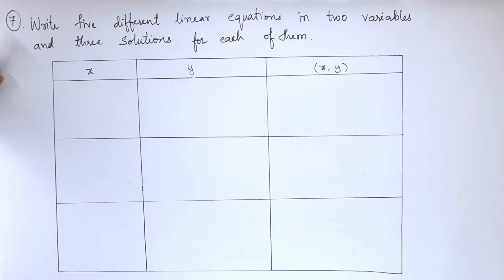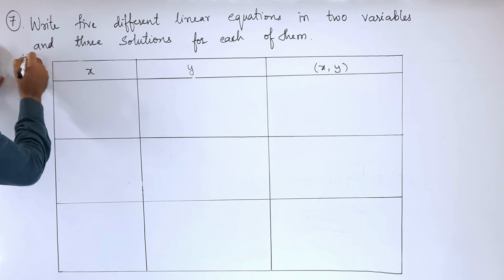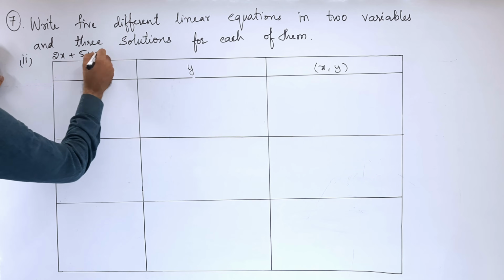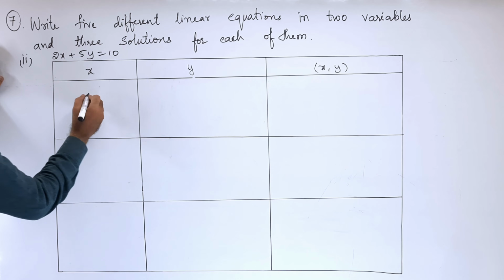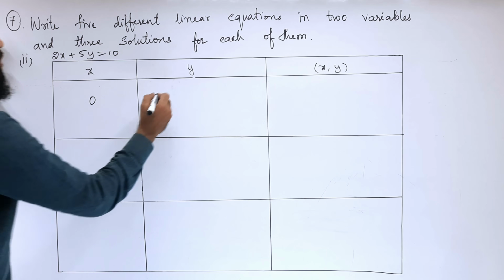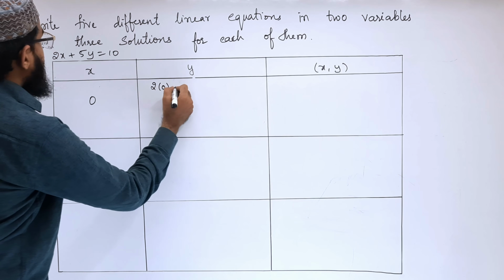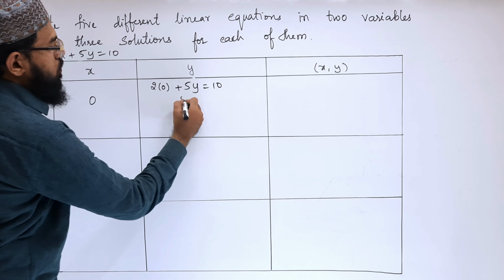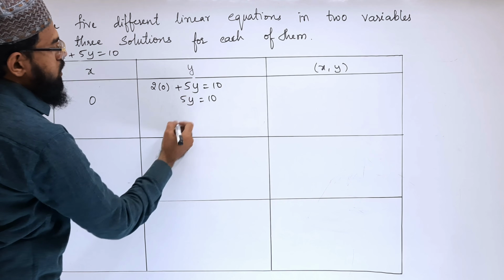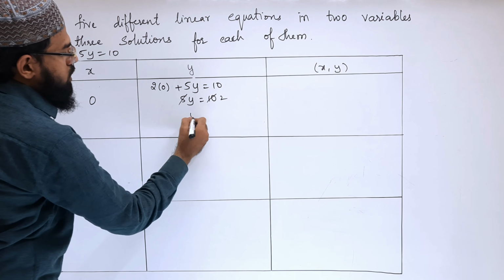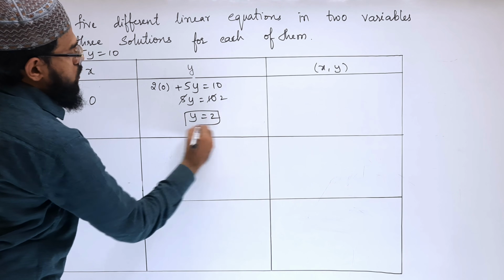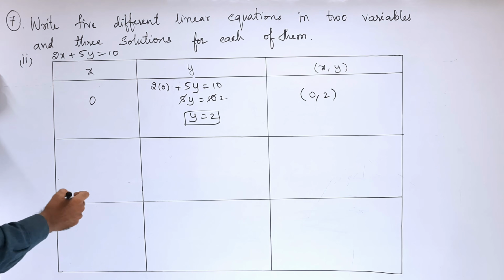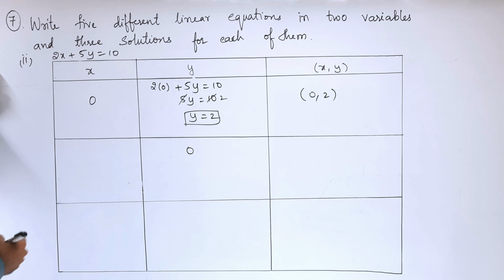Let us take the second equation B like this: 2x + 5y = 10. So let this x be 0. So we get 2 into 0 + 5y = 10. So 2 zeros are 0. 5y = 10. 5 ones are 5, 5 twos are 10. So therefore y = 2. So (0, 2).